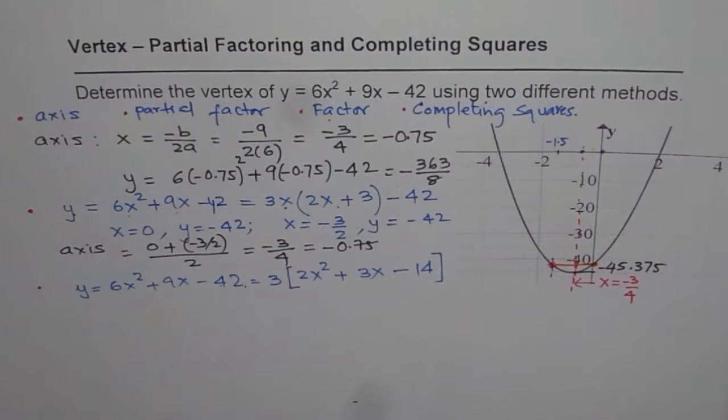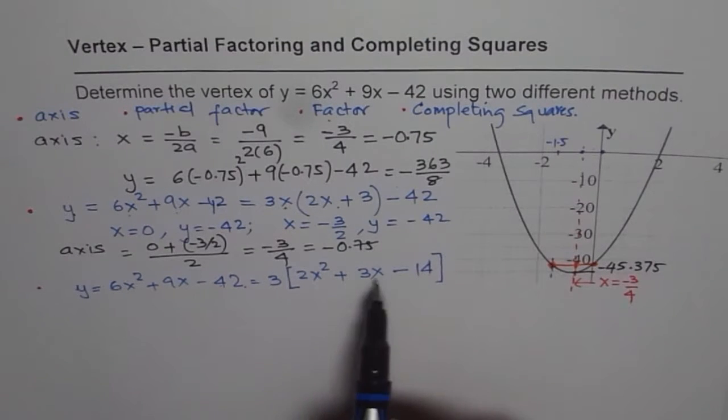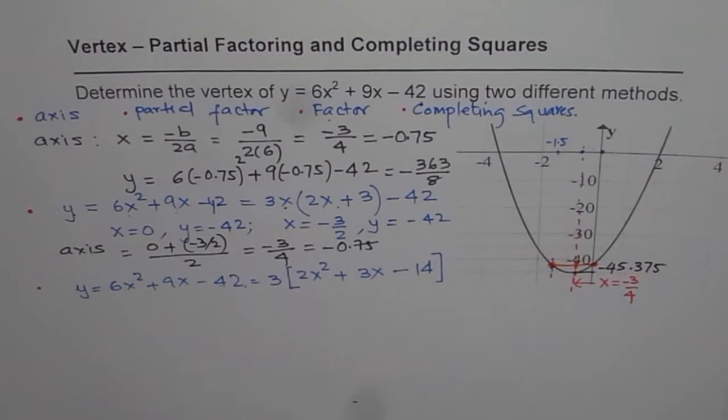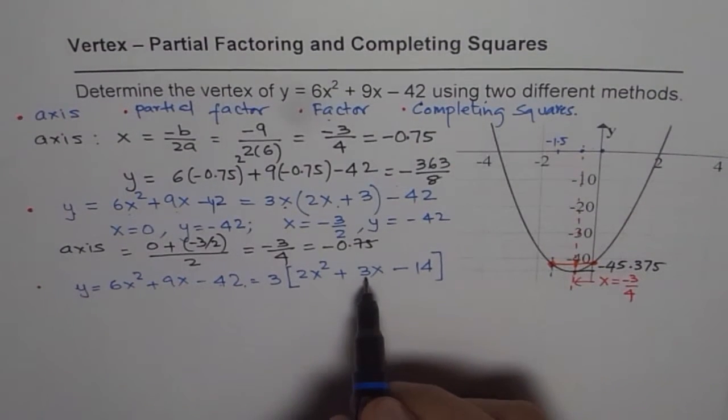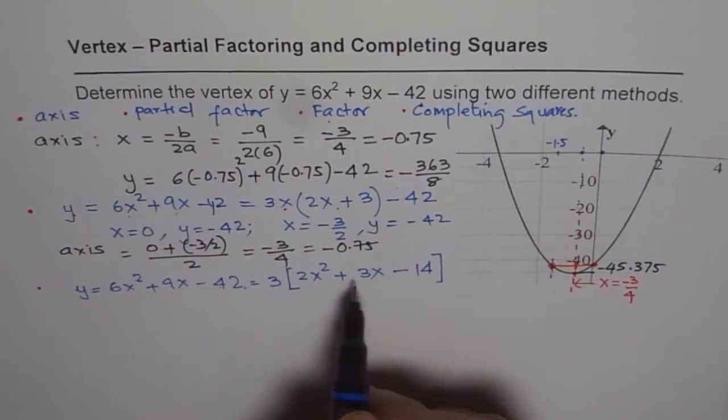Okay. Now we have a standard equation where the coefficient of x is not 1, is greater than 1. So we are looking for product of 28 and sum of 3. Product is minus 28 and sum is 3. So the two numbers could be 7 and 4, right? So we can factor this.